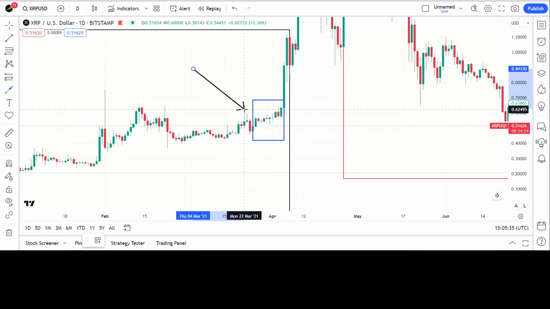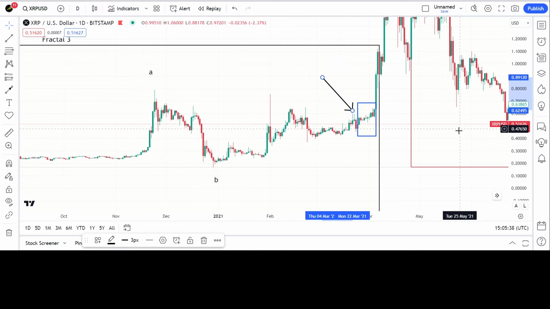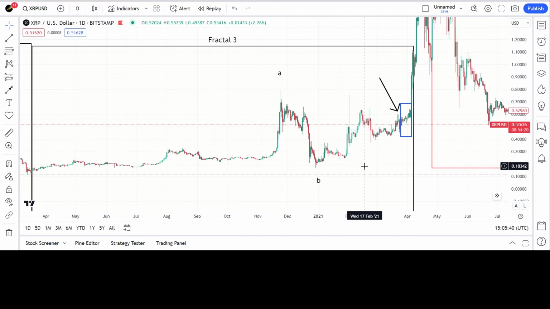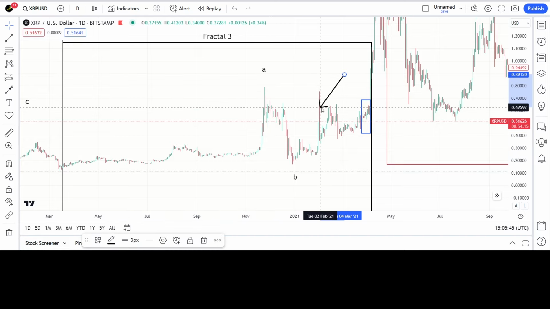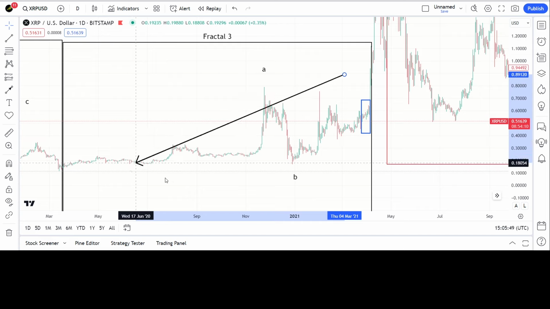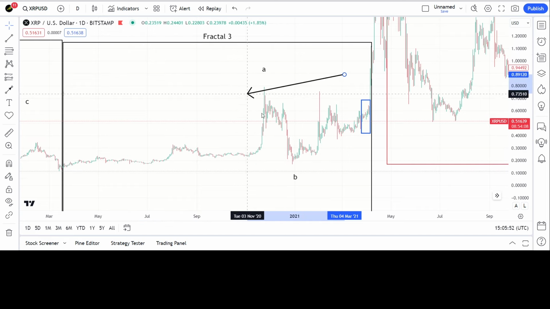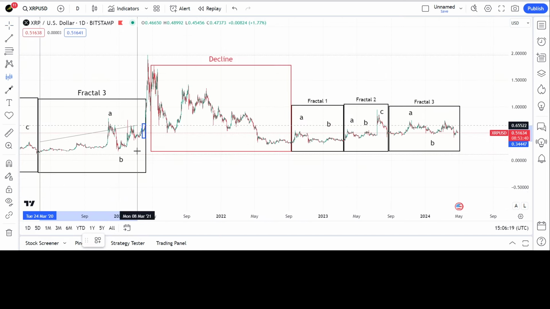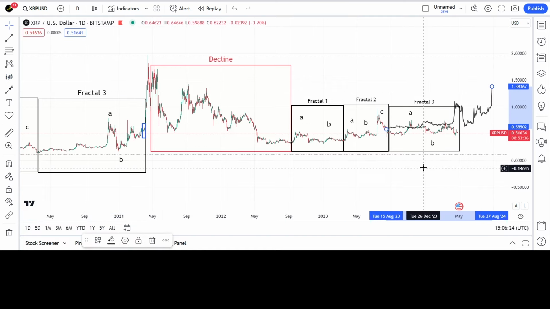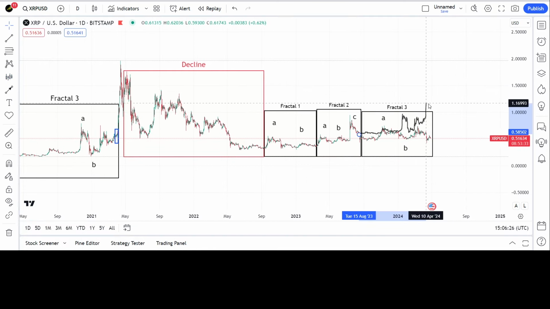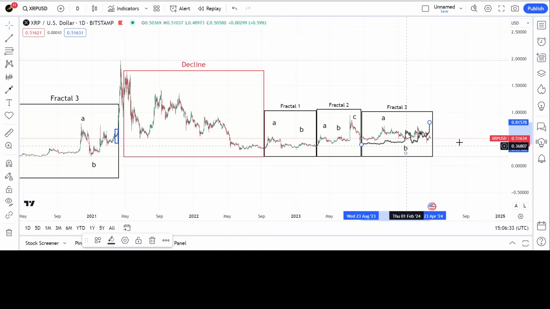That is one option. Let me zoom out here a little. Before we get into the next option, I want to copy this fractal and place it on today's chart to compare this fractal 3 right here with today's fractal 3. Here we go. Let's bring it over here and adjust it to match the timing of what is taking place over here. Let's zoom in here.